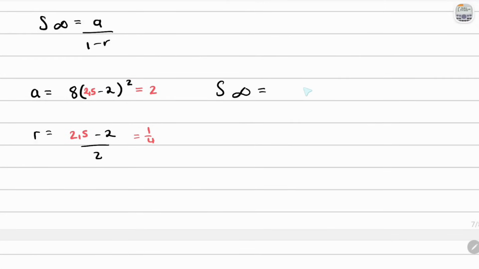So the sum to infinity is equal to 2 over 1 minus a quarter. This will give us 3 over 4, and this is 2. So you're just saying 2 divided by 3 over 4, where you can use tip and times, or you could just use the calculator. So this is going to become times 4 over 3, and 2 times 4 is 8. So our answer is 8 over 3. And that is the sum to infinity.